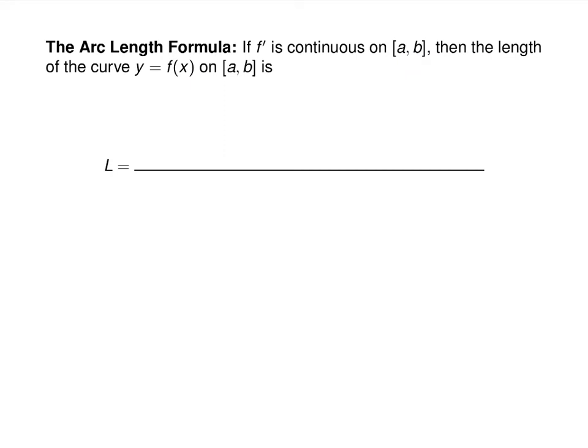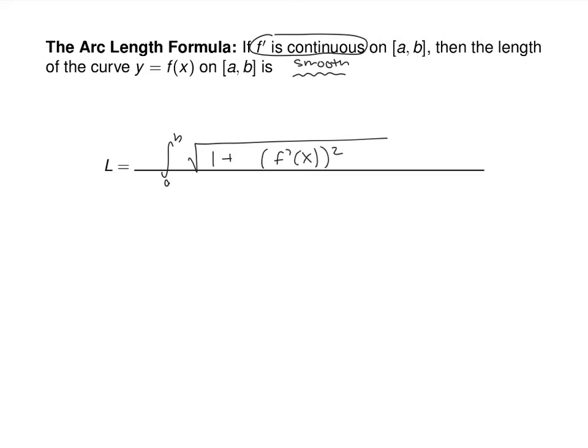So if f prime is continuous on the interval from a to b, that is that whole business about the curve having to be smooth. The reason that is true is because we had to apply the mean value theorem, and we couldn't do that if we couldn't talk about the derivative. Then the length is given by the integral from a to b of the square root of 1 plus f prime of x squared dx.